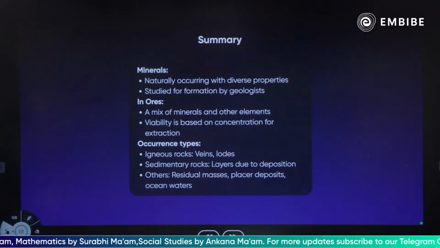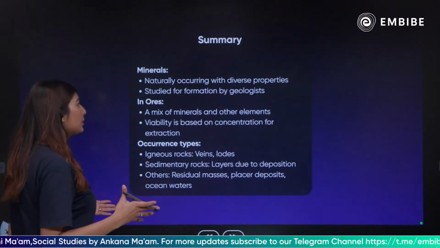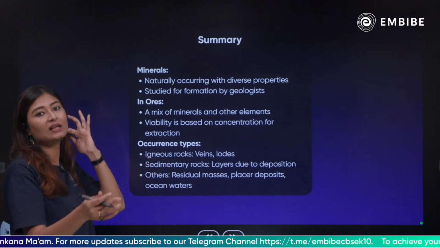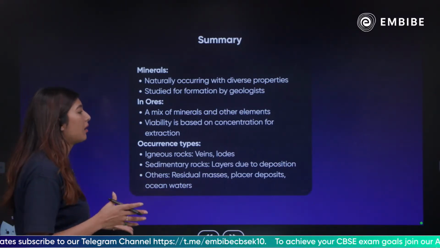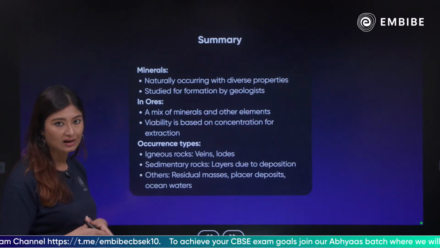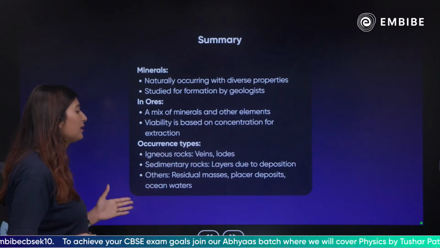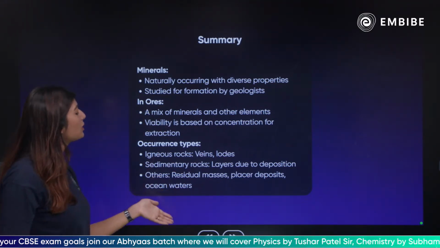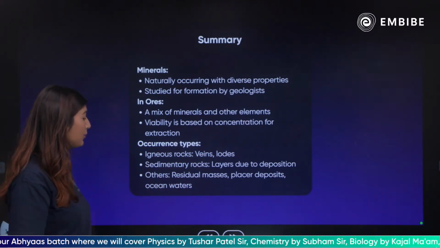Let's quickly summarize. Minerals occur naturally, with diverse properties, studied for formation by geologists, and areas where they are present by the geographers. Ores में present होते हैं, it's a mix of minerals and other elements. The viability is based on concentration of extraction. Occurrence में igneous rocks में veins and lodes में, sedimentary rocks में layers because of deposition one by one, year on year. Then we also have residual masses, placer deposits and ocean waters where these are present.